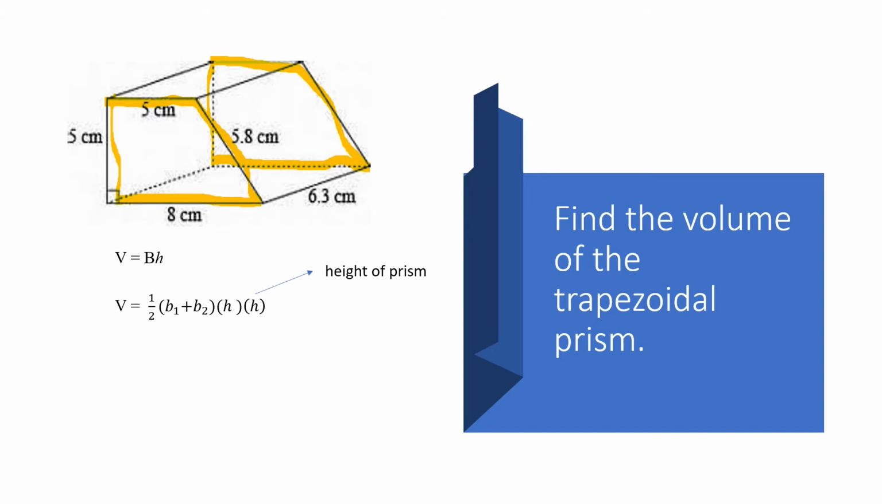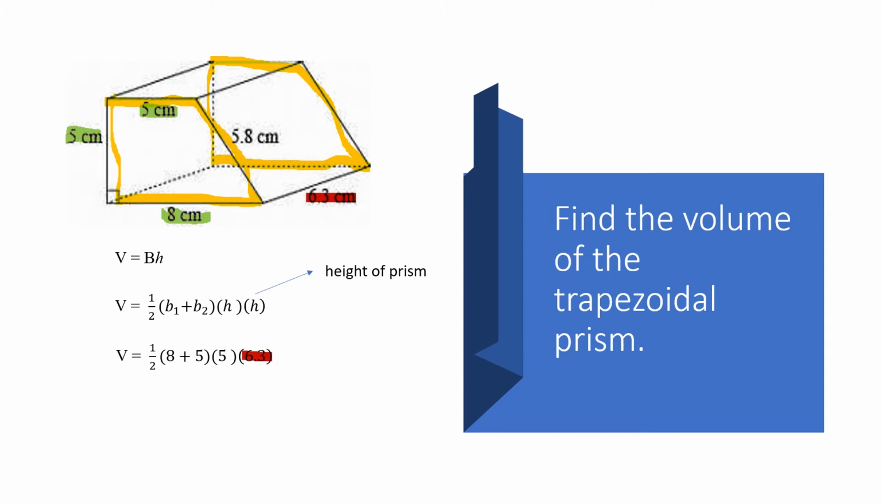All right, so as I take a look at this, I see base 1 is 8 and base 2 is 5. Or you could switch them around and make 5 base 1 and 8 base 2. I'm going to sub them in for B sub 1 and B sub 2. And I see the height of my trapezoid as 5. So all of those go in to the equation. And then the height of my prism is actually 6 3/10.